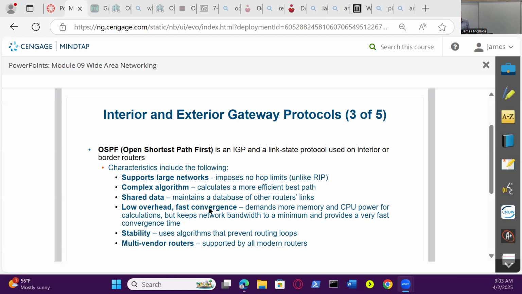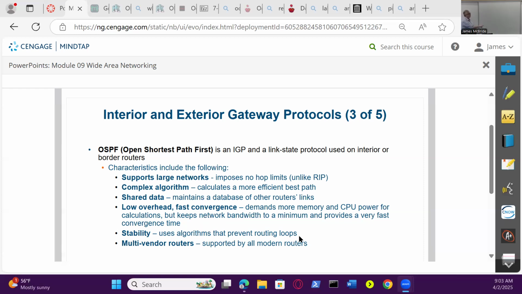So one of the results of that is a faster convergence. Again, meaning that all the routers now understand where the routes are. That's what convergence refers to: the ability of all the routers that are talking with one another to have the same story, the same table, the same routes. And then stability: it uses algorithms that prevent routing loops. Obviously, that would be a problem. You've got an internetwork of devices. There's many different ways to get there. So the information might be routed back to you. We don't want that to happen.